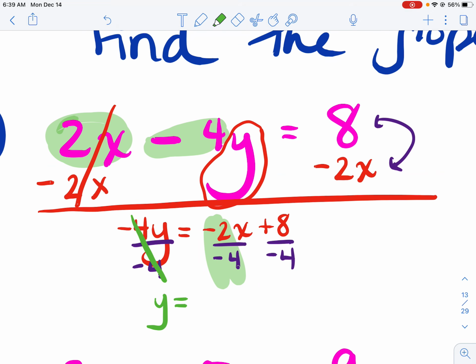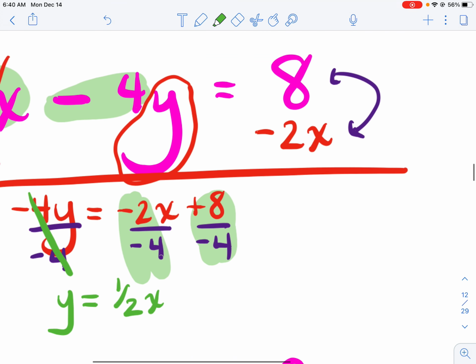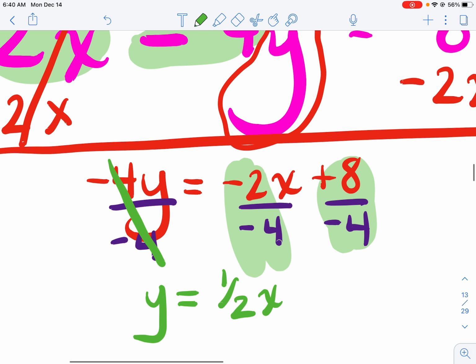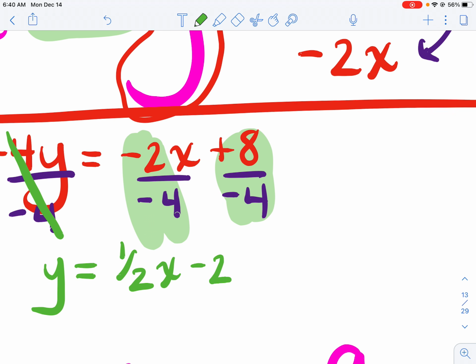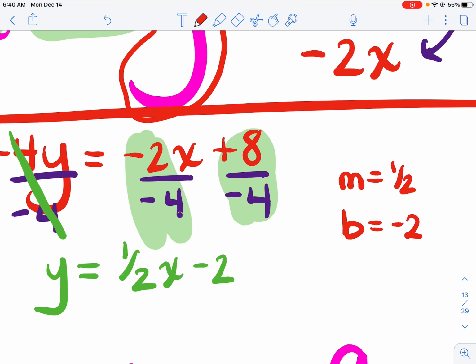Now that's an easy example. I think a lot of you could see -2 over -4 is 1/2, but it's just good for us to go over the process if you have an uglier decimal. There are no ugly decimals, but ones that are just trickier. I'm sorry, I didn't mean to be rude to decimals and fractions. 8 divided by -4 leaves us with -2. So again, our original question is what is m, what is b? So m is 1/2, and b is negative 2.